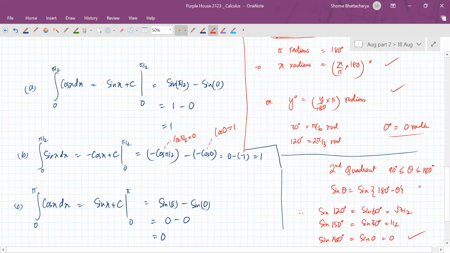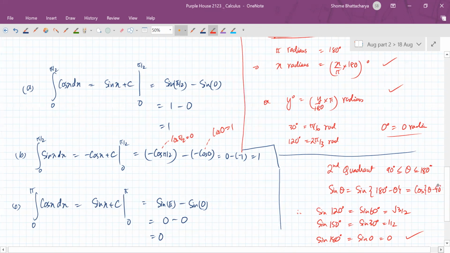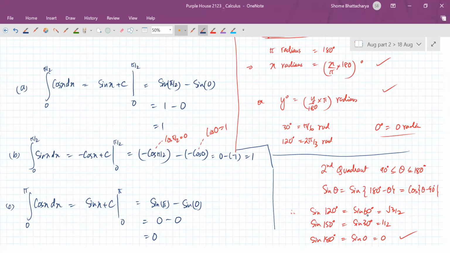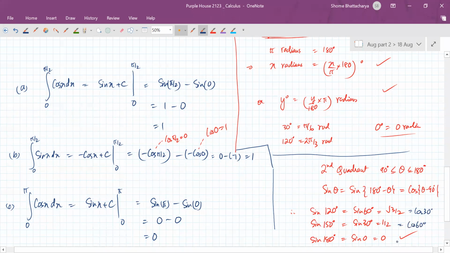So this thing can also be equated with cos of theta minus 90. You can see that that's why sine 60 is the same thing as cos 30, or sine 150 is the same thing as cos of 60. But generally, I prefer this formula because it's easier to remember that sine remains sine when we subtract from 180. But you can use this formula also. There's no harm in that.